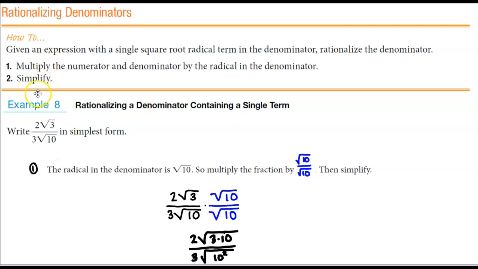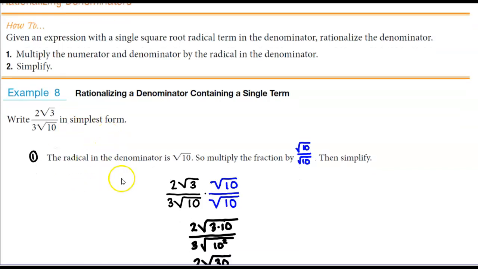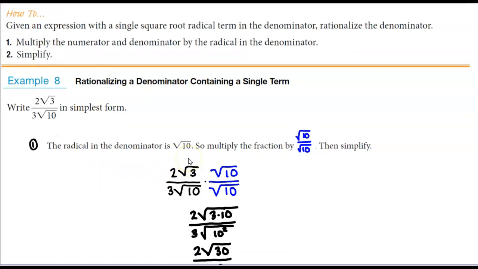we're going to simplify. So if we take a look at this example, we're going to write 2 times the square root of 3 divided by 3 times the square root of 10 in simplest form. Now, the radical in the denominator is square root of 10. So we're going to multiply the fraction by square root of 10 divided by the square root of 10. Technically that equals 1, so we're actually multiplying it by a factor of 1. But we're using the square root of 10 so that we can eliminate the radical sign.